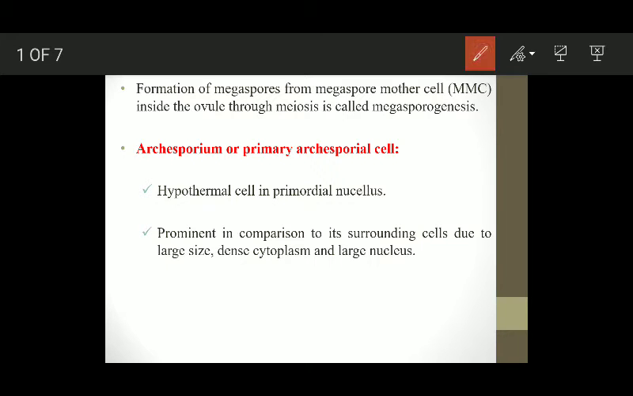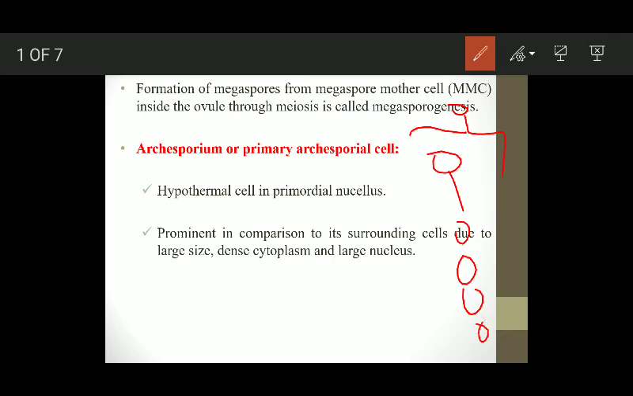Megasporogenesis simply means formation of megaspores from megaspore mother cell inside the ovule. How does this megaspore formation take place? It basically occurs as a result of meiosis in megaspore mother cell. This is megaspore mother cell. It undergoes meiosis and results in the formation of 4 megaspores.